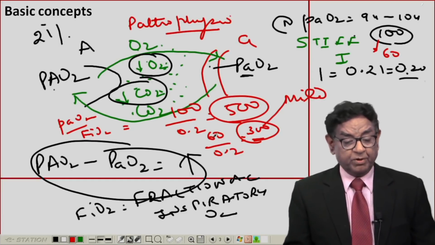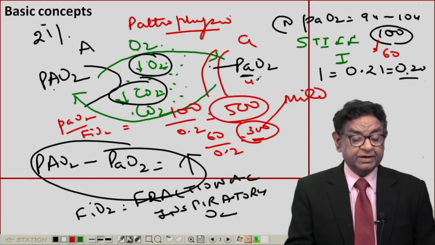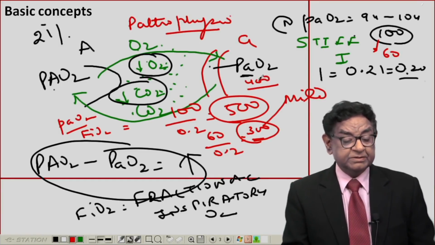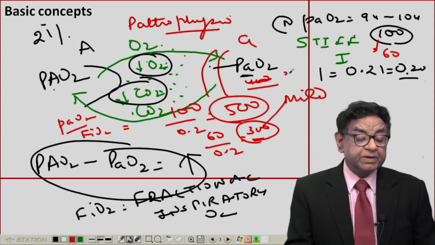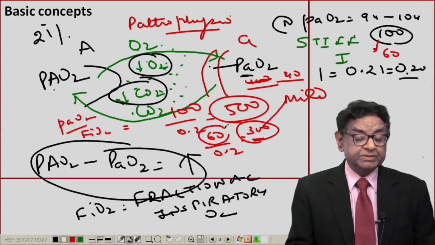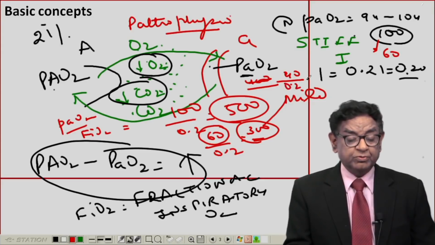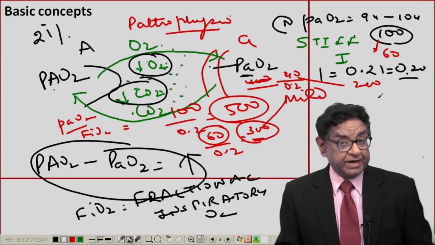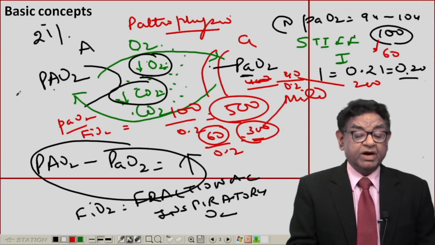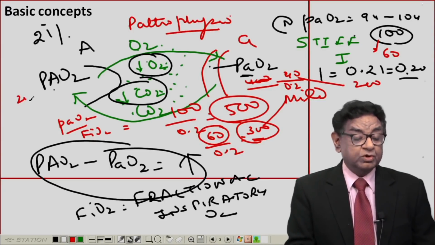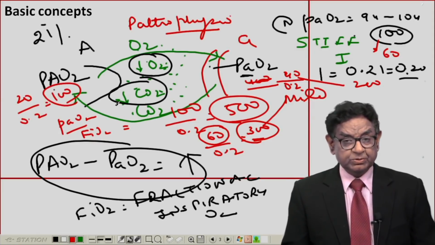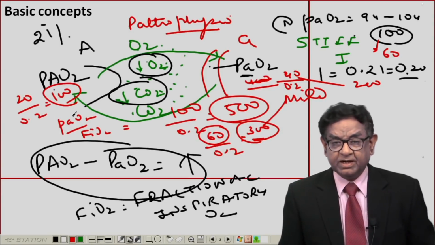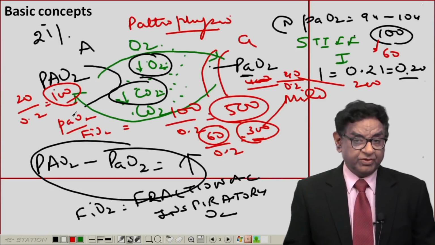Now he has become more and more hypoxic. PaO2 from 60 has gone to 40. Ratio 40 divided by 0.2 is 200. So we call it moderate ARDS. And now this PaO2 has gone to 20, and the ratio is 100. We call it severe ARDS. So this ratio decides it: 300 mild, 200 moderate, and 100 is severe ARDS. This is the scenario for this.